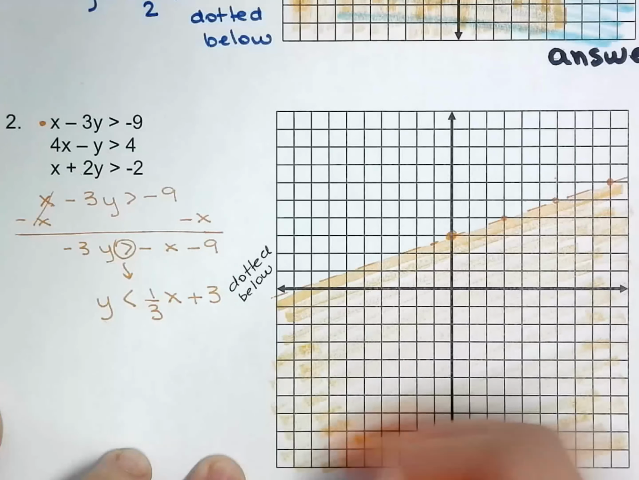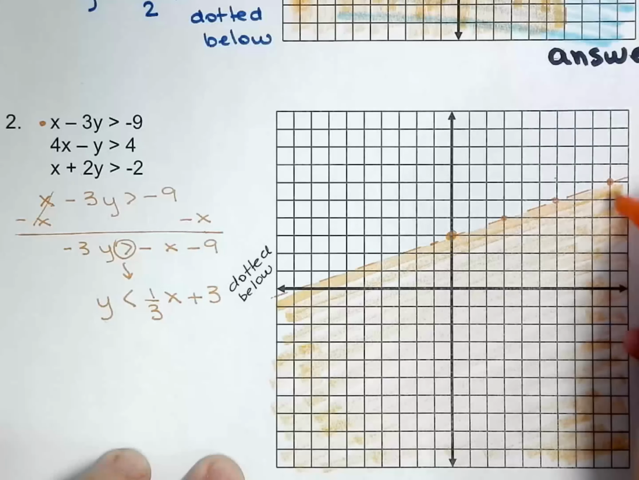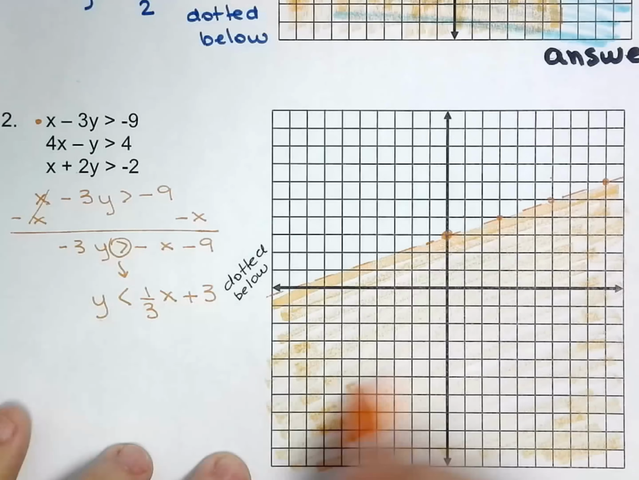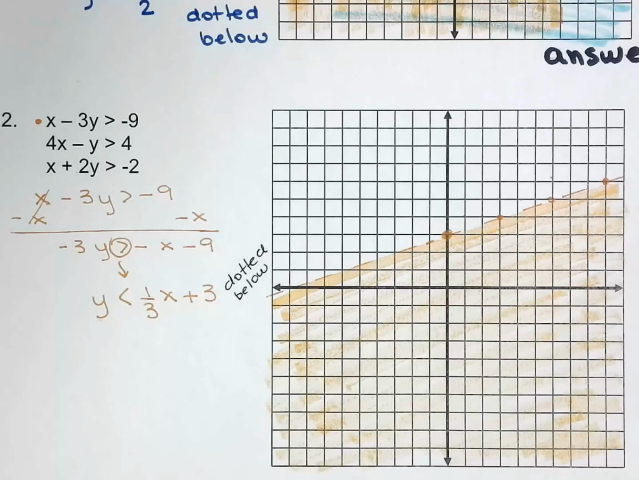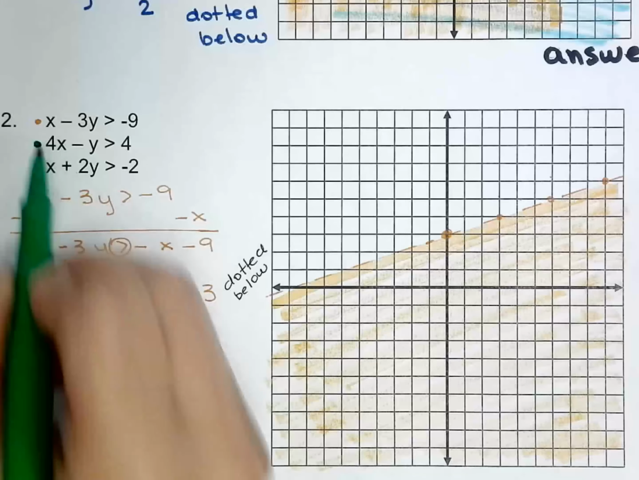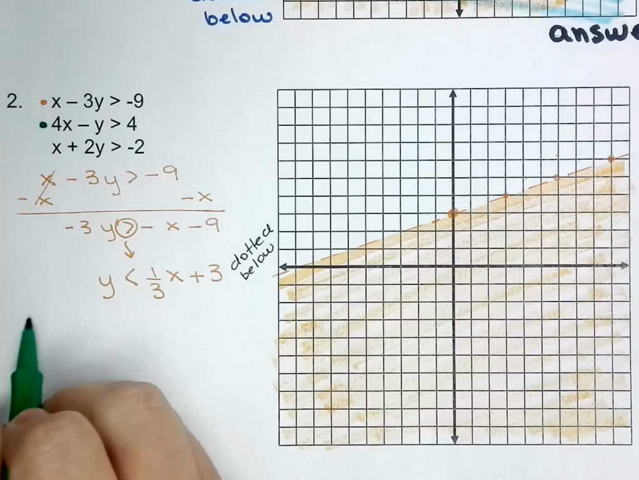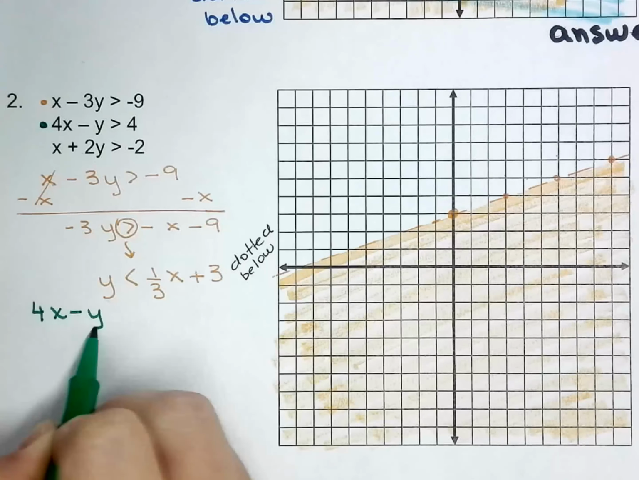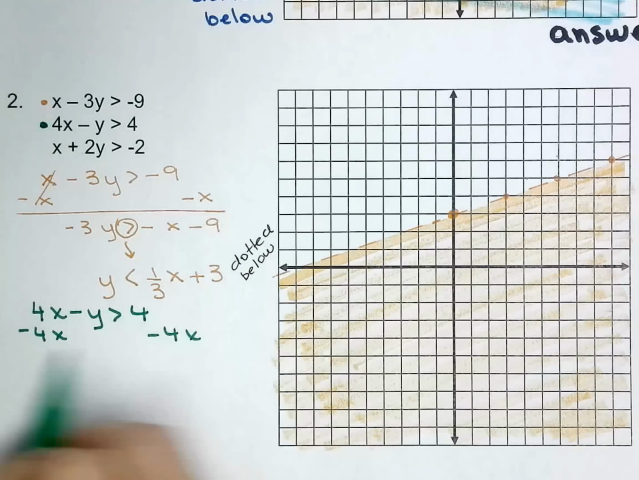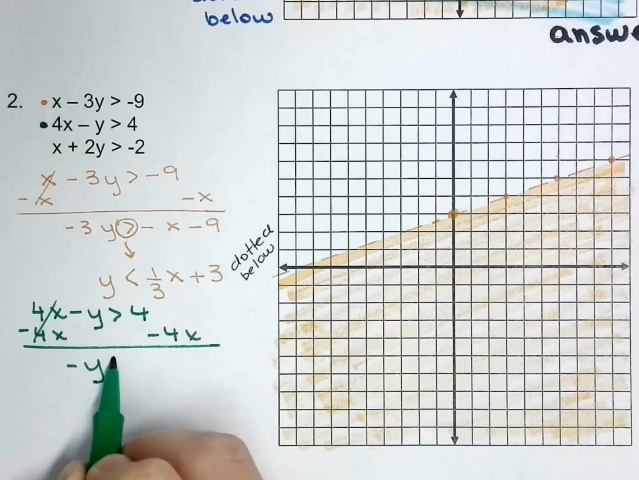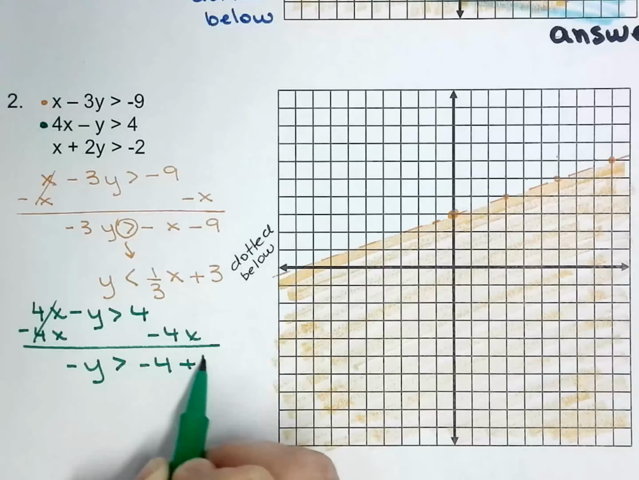And as you get better at graphing, if you want to just graph your final solution, that's fine too. But, just so you know, this is the thought process. It's the area where all three of them overlap. So starting on the second inequality. So I have 4x minus y is greater than 4. So minus 4x on both sides. Negative y is greater than negative 4x plus 4.